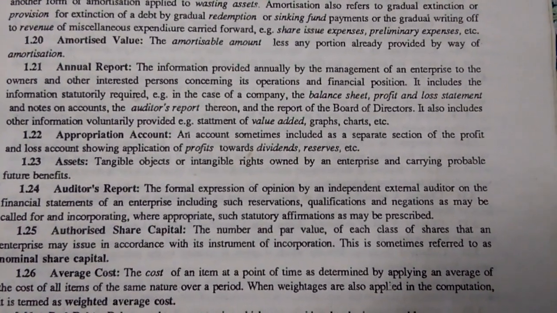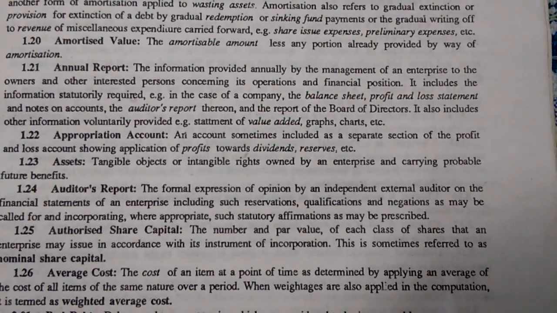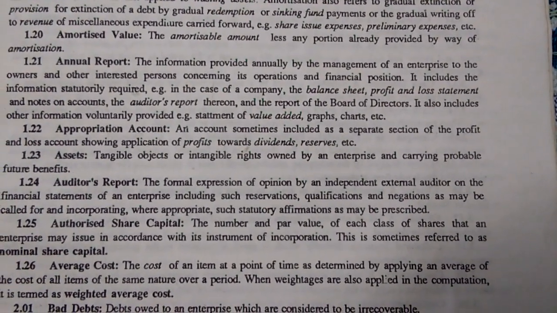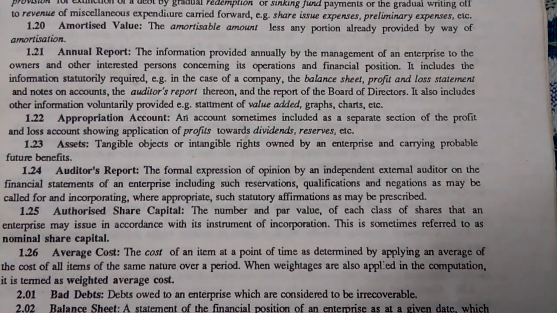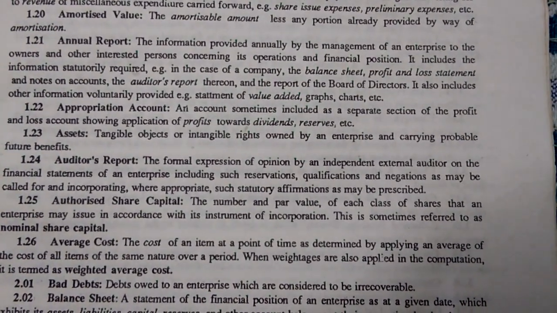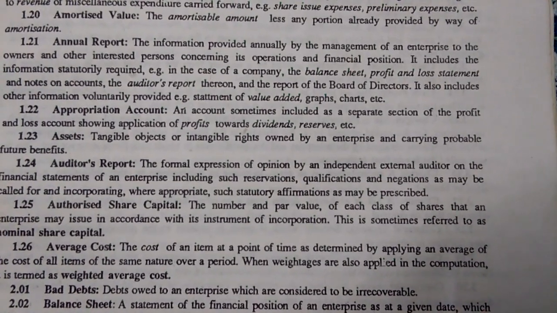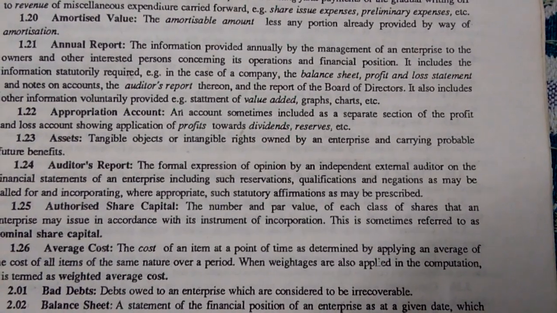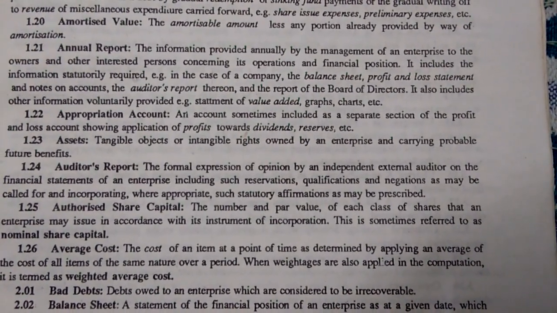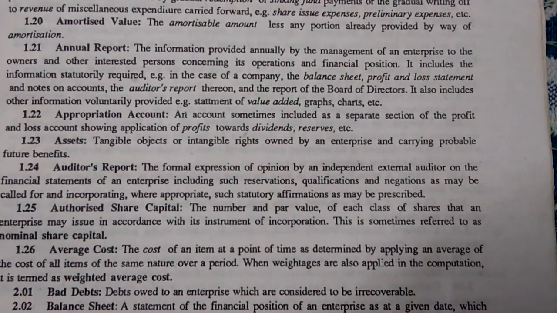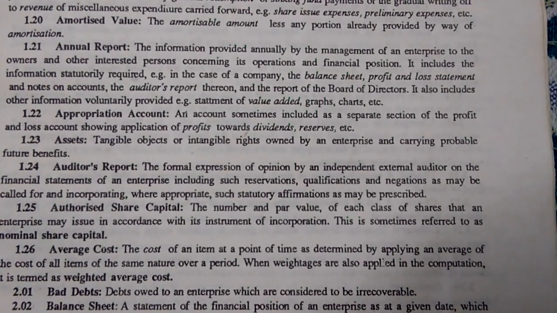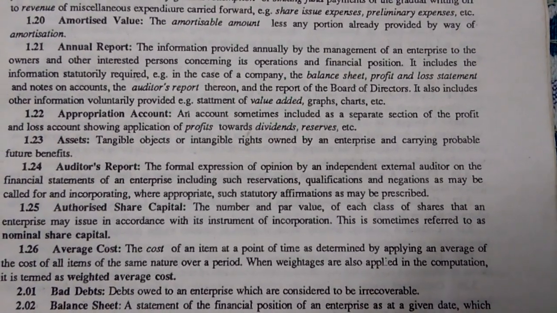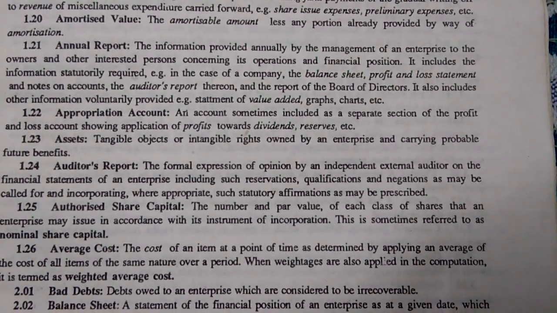Amortized value. The amortizable amount less any portion already provided by way of amortization. Next, annual report. The information provided annually by the management of an enterprise to the owners and other interested persons concerning its operations and financial position. It includes the information statutorily required.